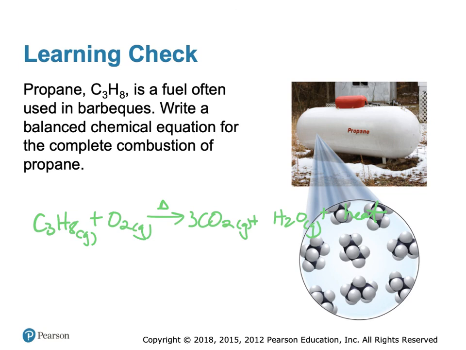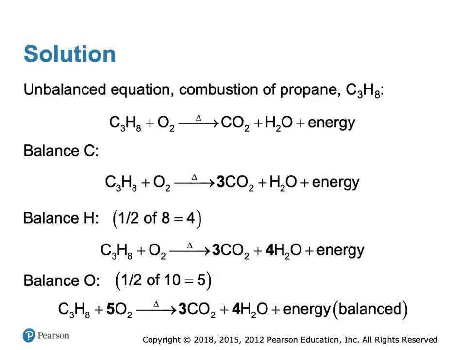Now let's look at our hydrogens. There are 2 hydrogens on the right and 8 hydrogens on the left, so let's put a 4 in front of the water. Let's look at our oxygens. We have 6 oxygens when we do 3 times 2, so there's 6 oxygens here, and then there are 4 oxygens there for a total of 10 oxygens, so we simply need to put a 5 in front of the O2. And now we have our balanced equation with 3 carbons, a total of 8 hydrogens, and a total of 10 oxygens. So this slide just summarizes what I did.